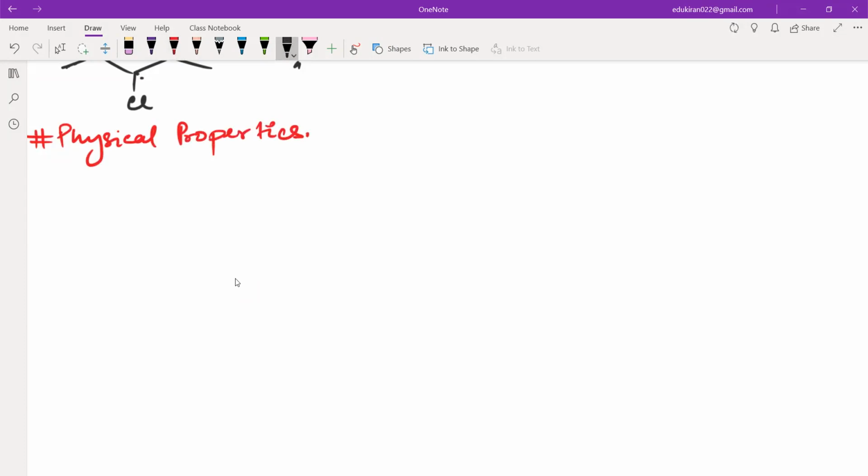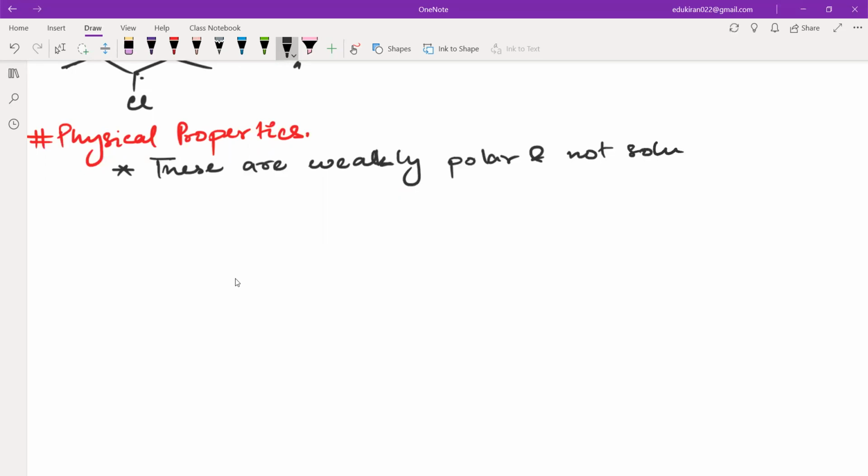Now, in physical properties, boiling point and melting point. We can say that these are weakly polar and they are immiscible in water, right? These are weakly polar and not soluble in water.